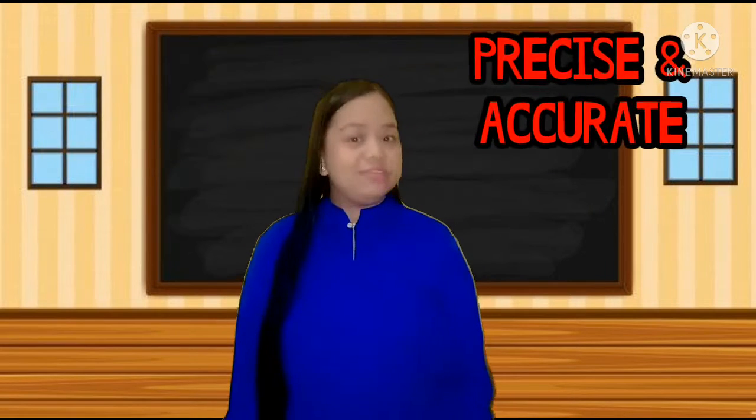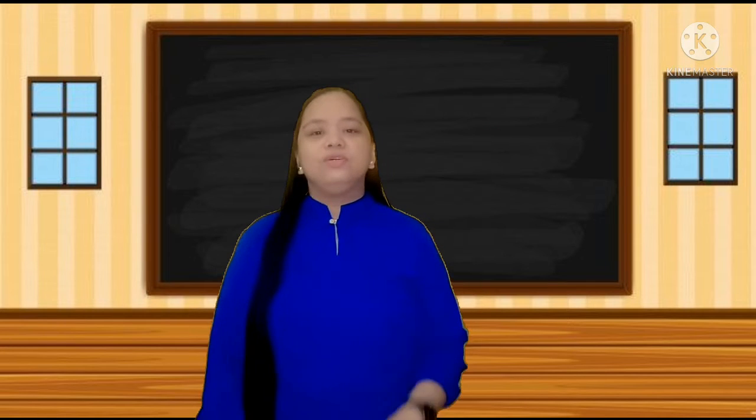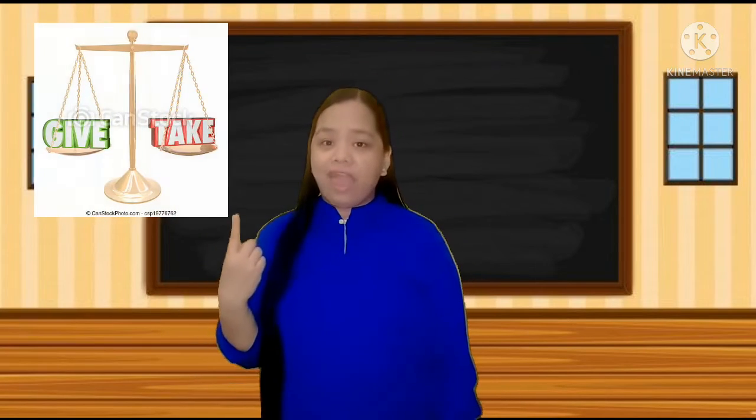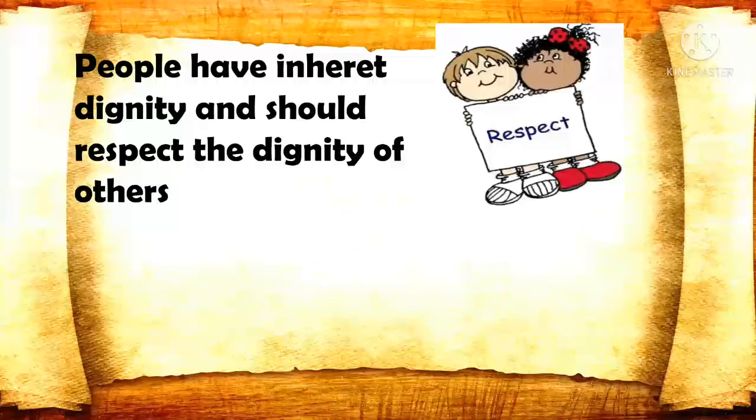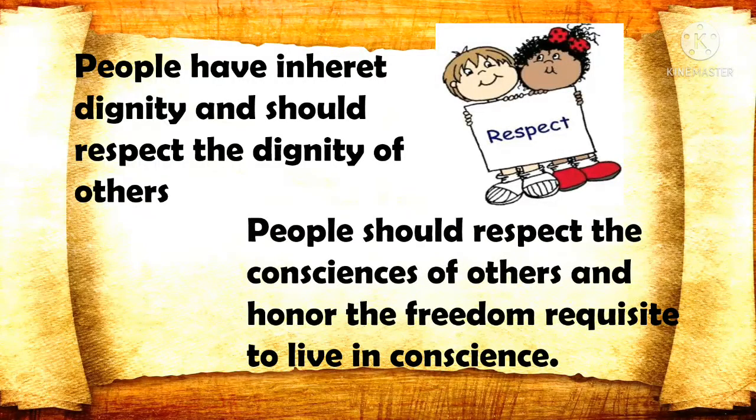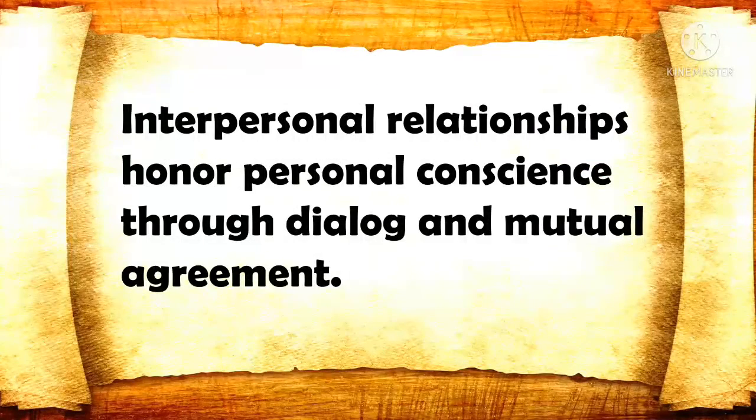According to Thomas Aquinas, commutative justice is precise and accurate. Commutative justice regulates the rights of persons towards one another in accordance with the principle of equality and give and take. In commutative justice, people have inherent dignity and should respect the dignity of others. People should respect the consciences of others and honor the freedom requisite to live in conscience. Interpersonal relationships honor personal conscience through dialogue and mutual agreement.